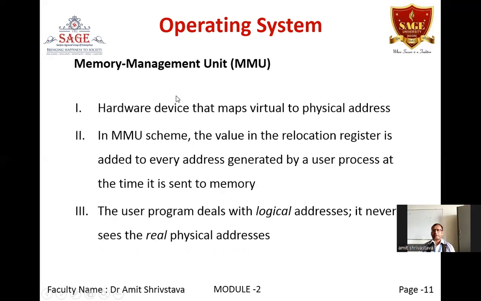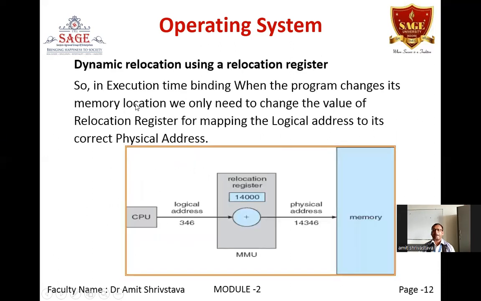Now, the memory management unit, or MMU, is the hardware device that maps virtual to physical addresses. In the MMU scheme, the value in the relocation register is added to every address generated by a user process at the time it is sent to memory. The user program deals with logical addresses. It never sees the real physical addresses. So this is how the relocation register works.